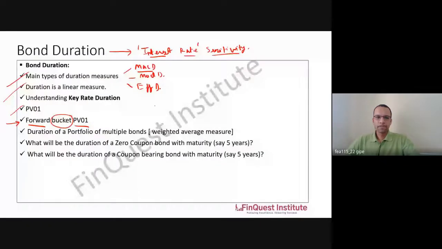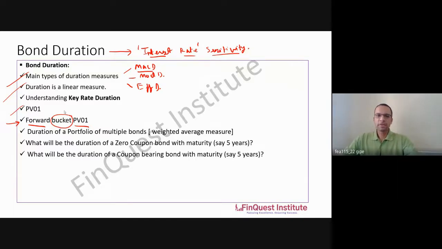So any idea what a forward bucket PV01 may be, or maybe what a forward PV01 may be? Okay, so this has something to do with forward rates. Now, the PV01 is something which you do in the current yield curve or the current spot yield curve which is available. Now, a forward PV01 is something which you apply to your forward rates. So this is the same forward rates which we have discussed some time back.